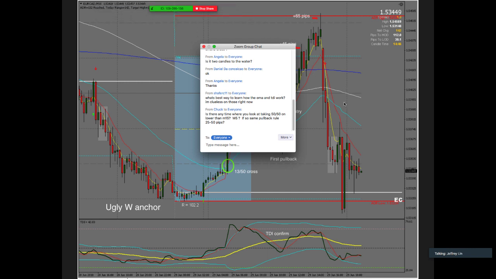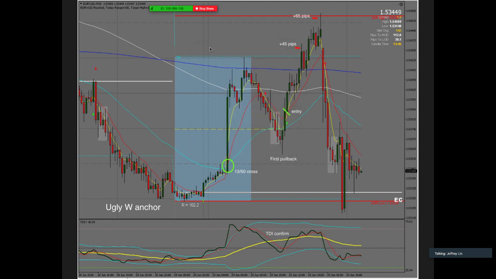Is there any time where you look at taking 50-50 on lower than M15? M5, okay. Good question. No, I don't. Just because for a continuation trade, you're really in the middle of the move. So once you get a close above the 13 at that point, on an M5 or an M15, you're looking for like 5-10 pips, something like that. So it's not really worth it at that point. I would say generally M15 or above is best. Sometimes you can get big runners on M5. That's not a question. But if you can get a runner on M5, you can do it on the M15 too.